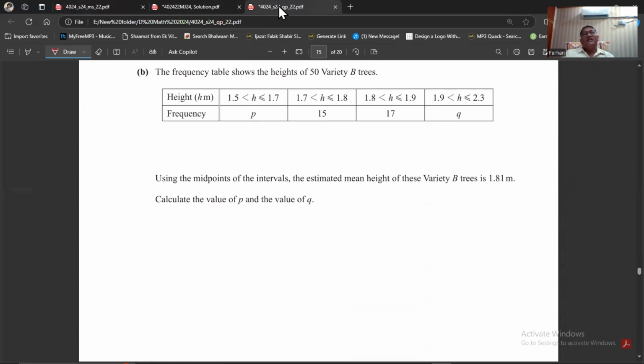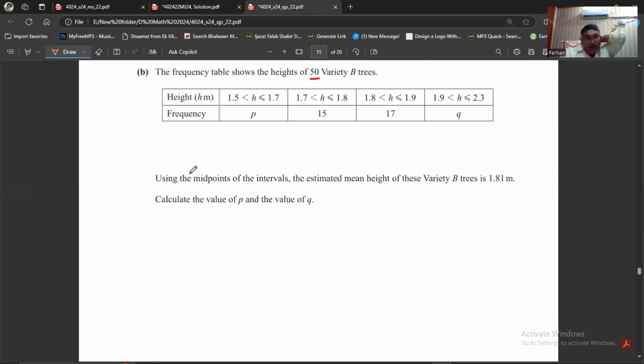Then we have here question number 9, B part. He says the frequency table shows the heights of 50 variety B trees. So here the height is given and the class is given: 1.5 to 1.7, 1.7 to 1.8, 1.8 to 1.9, 1.9 to 2.3. Their frequencies are given. Its frequency is P, its frequency is 15, this class its frequency is 17, and this class its frequency is Q. The total frequency will be 50, okay? So if I add P and 15 and 17 and Q, that will be equal to 50.